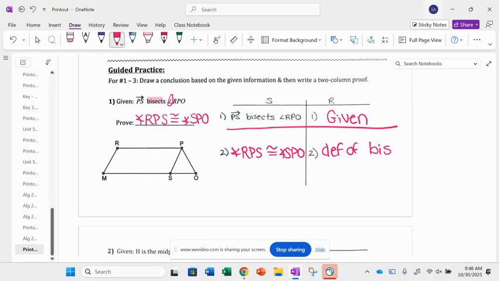So we wrote that. We made the conclusion. So I was asking you, given this information, what's the best conclusion we can make? If PS bisects angle RPO, if you remember, a bisector splits it into 2, right? So then our conclusion would be that this is what happens.